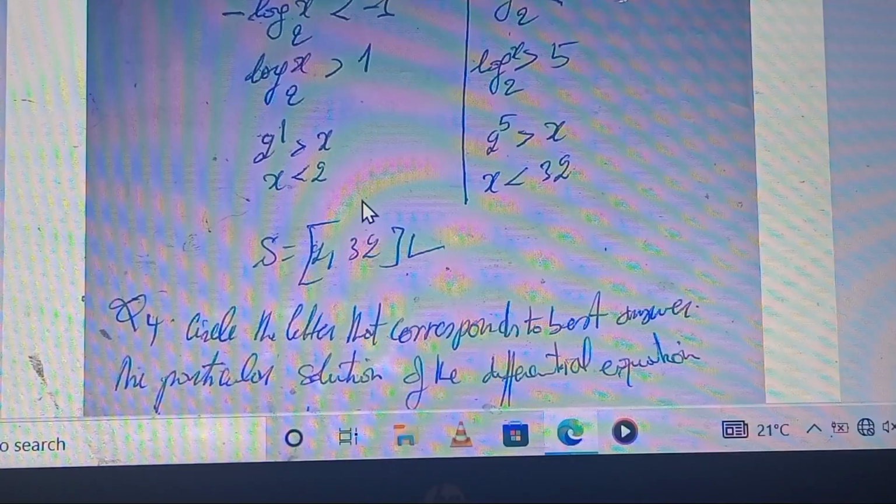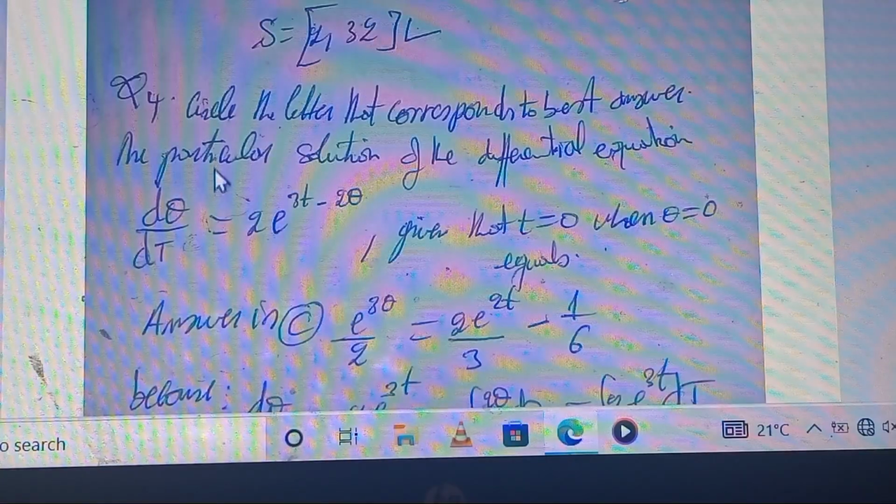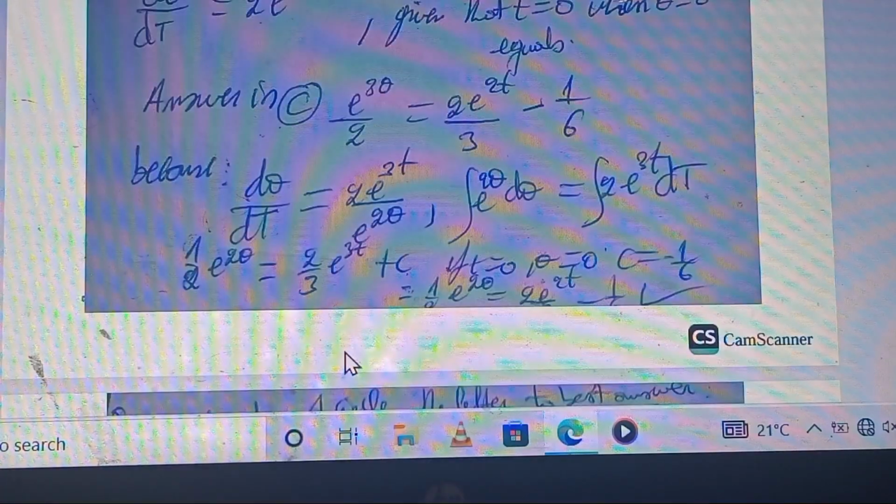Yes? Good. Question number 4. Circle the letter corresponding to the best answer, the particular solution of the differential equation. For that question, they have such kinds of errors that I can show you, but the correct answer is C. Let us start by showing you.